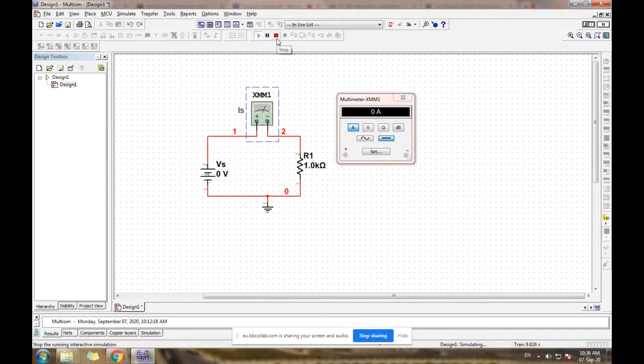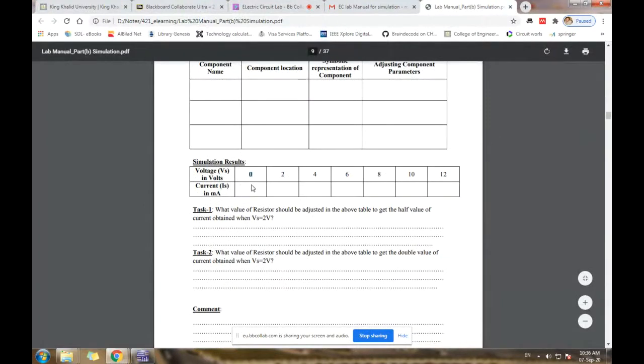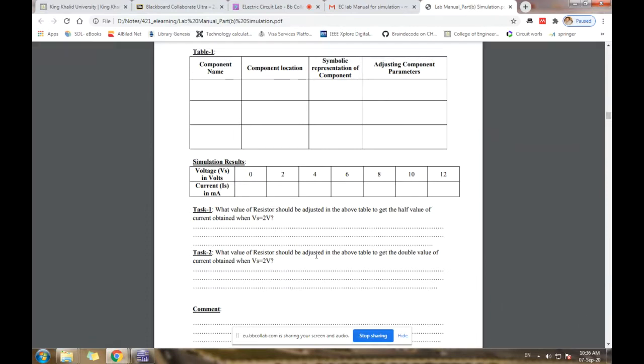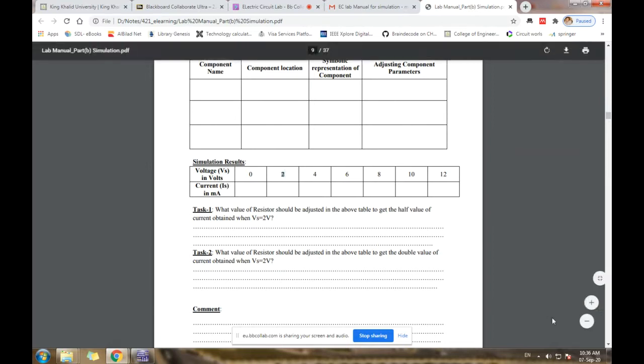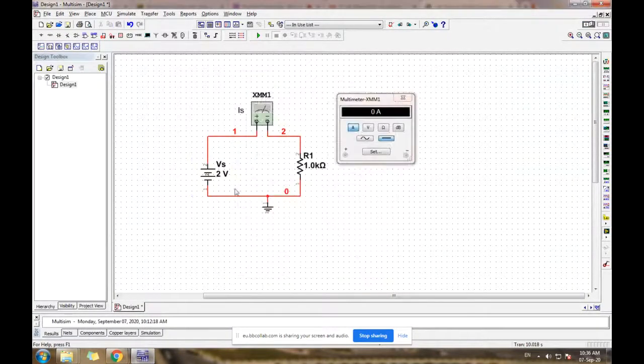Next, stop the simulation. Next, double click this voltage. As per the table, when it is 0, the current is also 0. On one paper, make a note of that, so that while completing the lab manual, you can do it. Next, make the voltage source 2. So voltage source is 2, and if I run it again, what is the current? 2 milliampere.